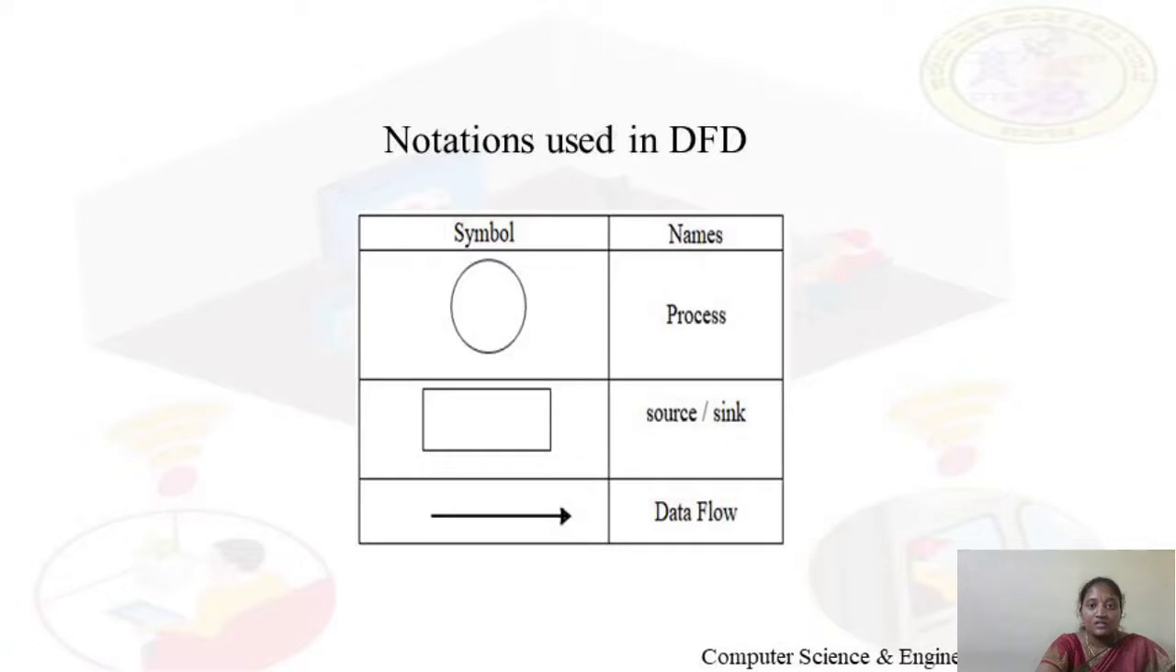Notations used in DFD are shown in the table. There are different notations used in DFD. They are: a circle represents a process. Source or sink is represented by a rectangle. An arrow represents the data flow.